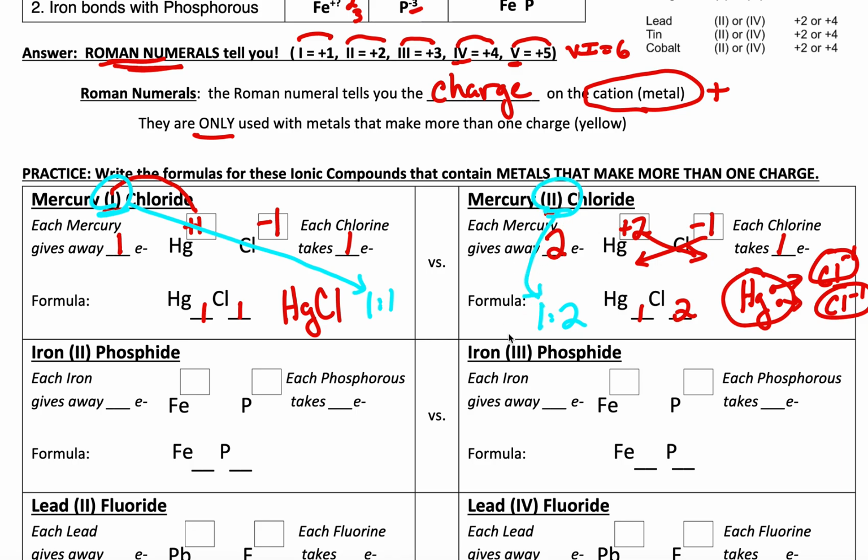That Roman numeral doesn't tell you how many mercuries are in the formula. It tells you what the charge is. You have to crisscross the charges afterwards. It only tells you what to put down in the charge box. Don't think it tells you what to put down as a subscript. That is not the case. They each have a 1 as a subscript, yet they have different charges.